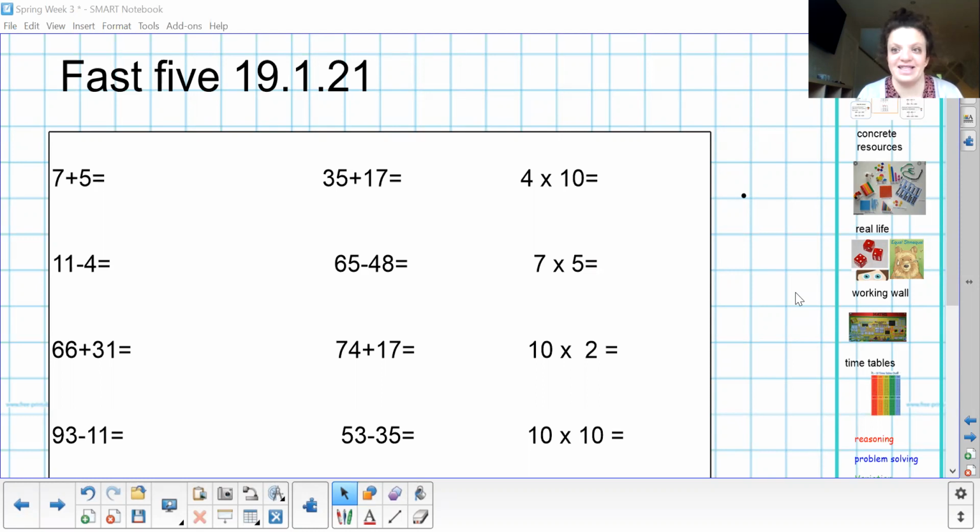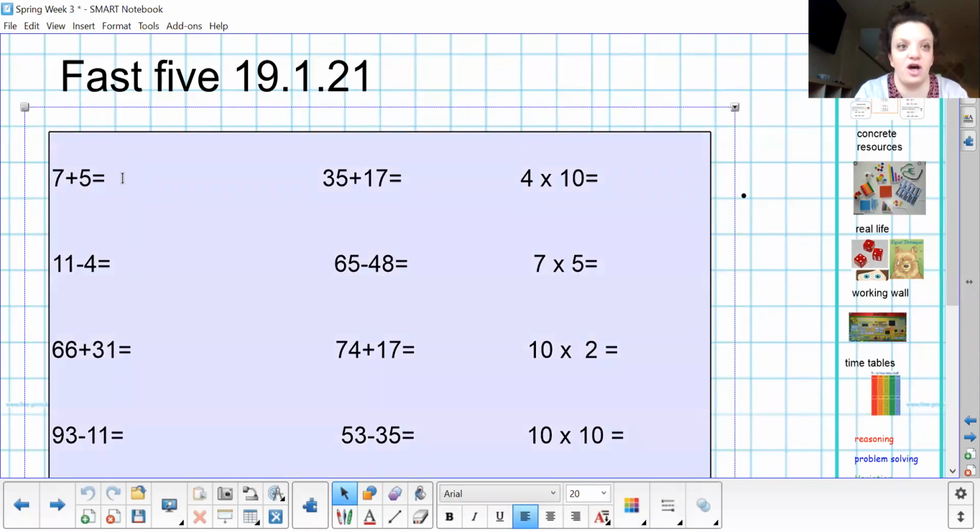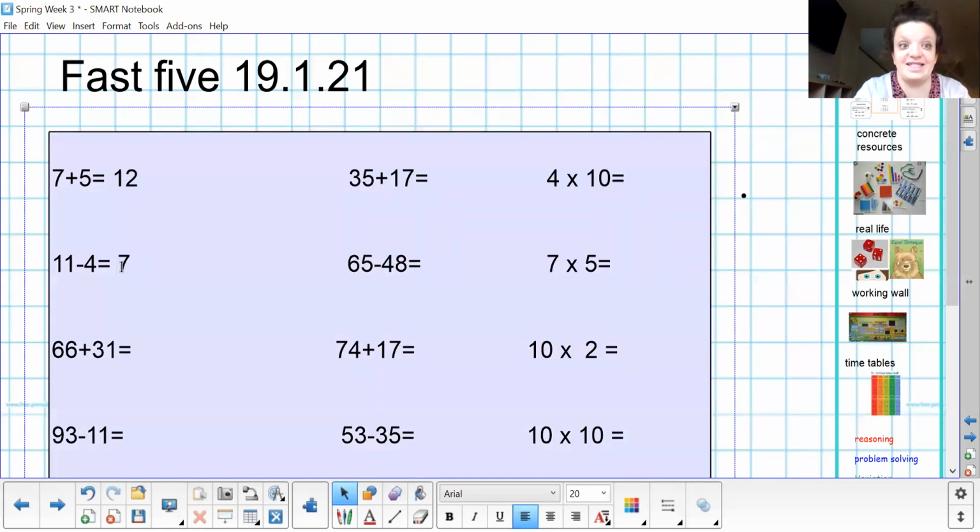Okay, well done if you've done lots of these. Let's go through the answers and see how many you got right. So the first one is 7 add 5 is going to be 12. 11 take away 4 is going to be 7. 66 add 31, I'm going to do my 10s and then my 1s, so I'm going to get 97.